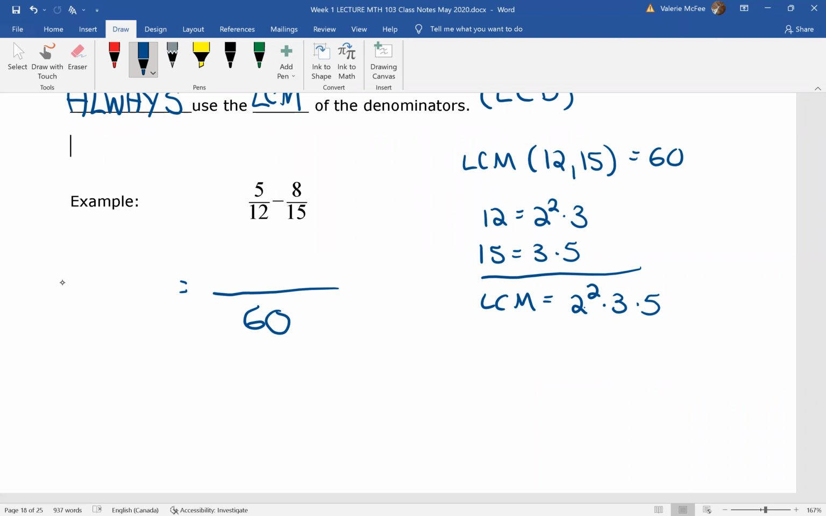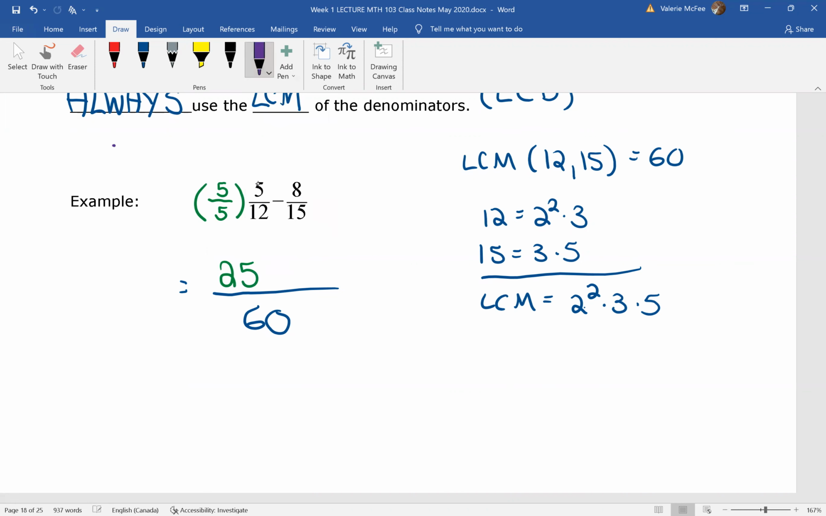We need equivalent fractions. We can't write 5 minus 8 here. This is 5 over 12. This is 8 over 15, not over 60. So in order to find an equivalent expression, we have to multiply by what's missing. We know that 12 times 5 will give us 60. So we multiply the numerator and the denominator by 5. That gives us 25 over 60.